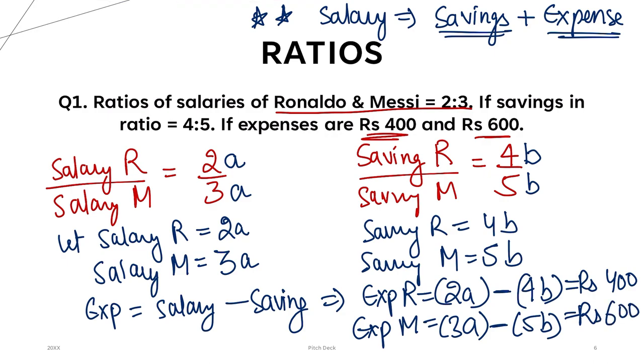Now you have two equations and two variables. You can find the values of A and B, and put them in: the salary for Ronaldo is 2A and the salary for Messi is 3A. When you put in the value of A, you will get the salary. I'm not going to solve this because we already have similar questions from previous years in the PYQs. So we are going to do this question in the PYQs. Moving on. I hope this is clear. Here we used property number 1.